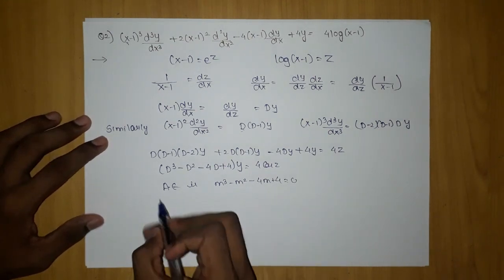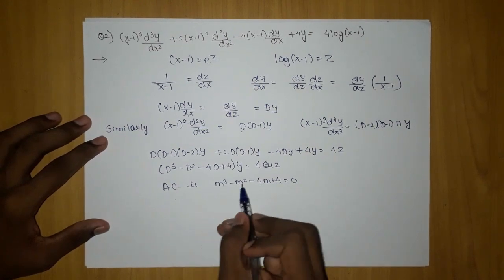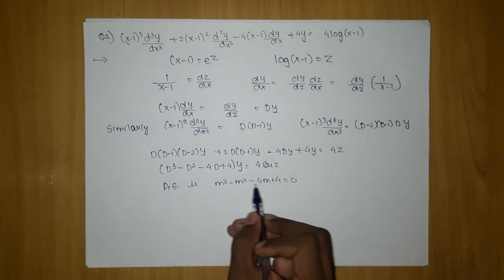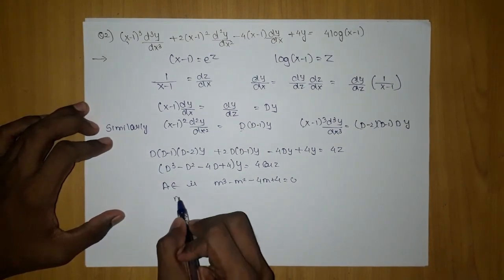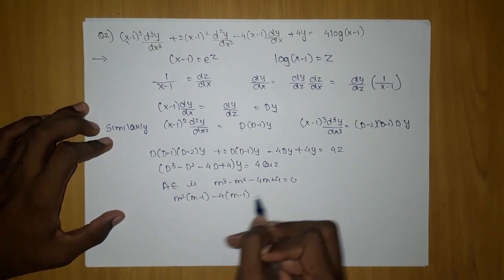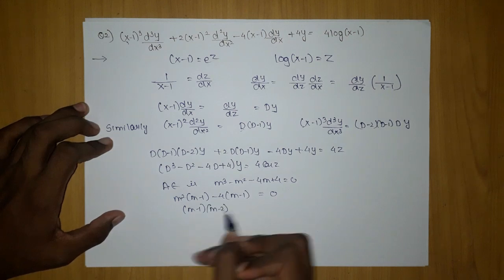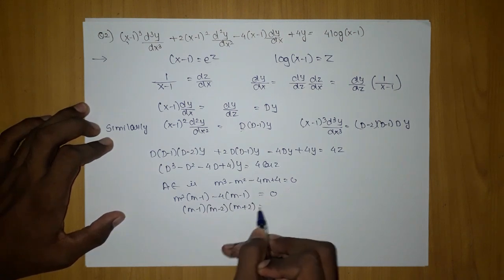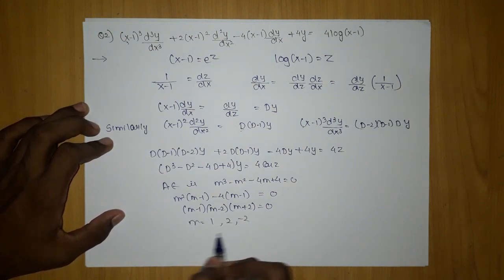If you simplify this by hit and trial, or by taking m square common here and taking minus 4 common here, you will easily be able to convert it into the format m minus 1 and minus 4 into m minus 1 again. Now you can convert it into m minus 1 into m minus 2 and m plus 2. So I did this step also. m equals 1, 2 and minus 2 are the roots.